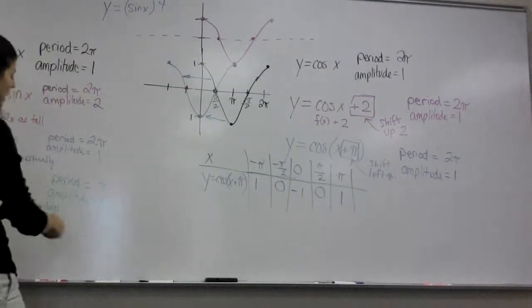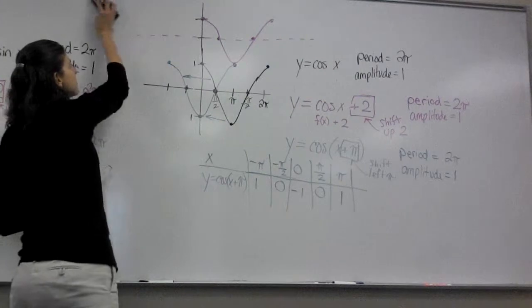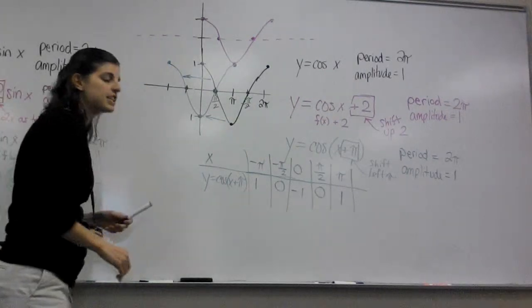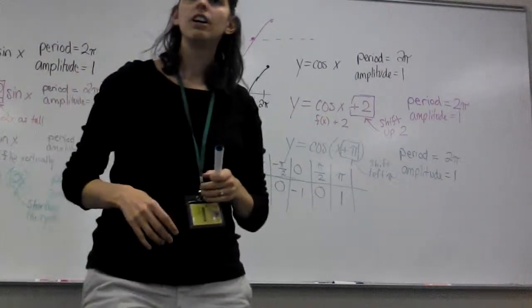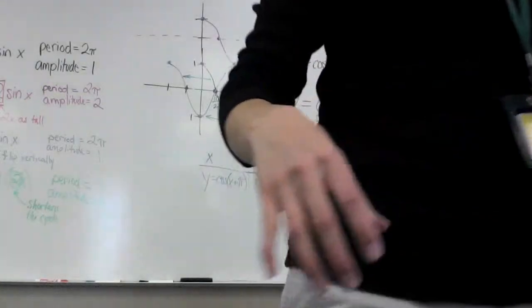On page 299, the top half kind of summarizes all of those shifts and changes for you. So if you want a summary, that'll do it.